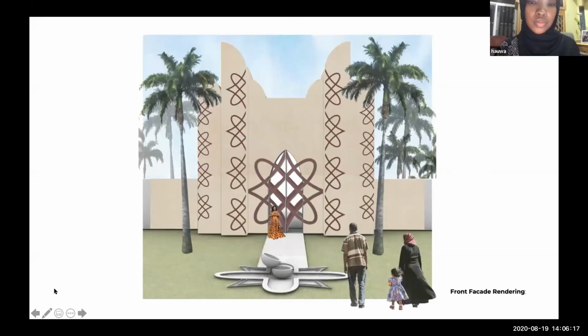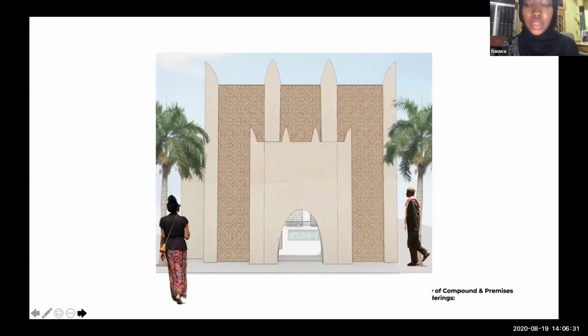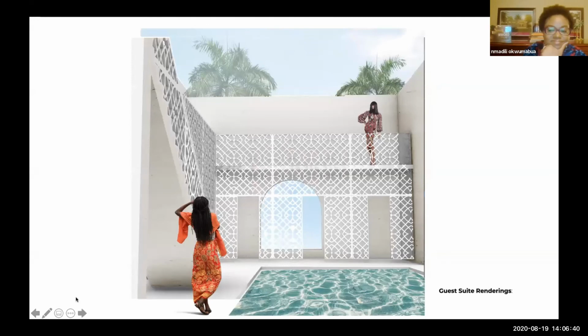So these are just some rendered collages showing the different views of the resort. So this is the main gate, or the front facade, where you would first approach the resort. This is the front view of one of the guest villas. This is showing the interior courtyard of, again, one of the guest villas, and this is one for the private guests, for the private villas, and has a pool so that guests can enjoy their privacy while they're swimming or just enjoying the weather outside.